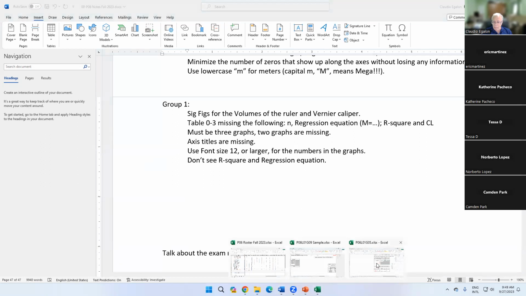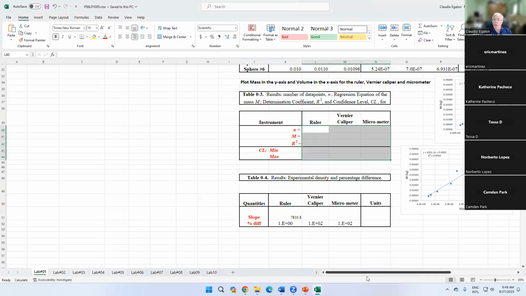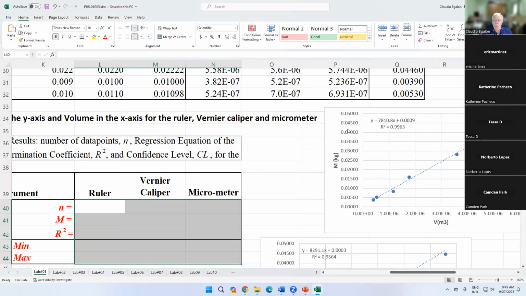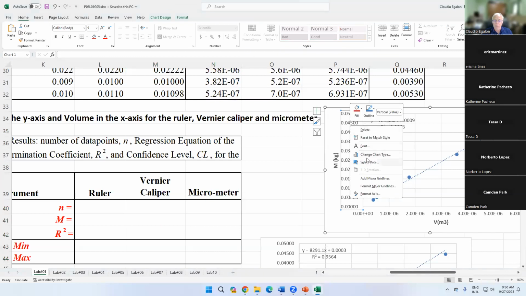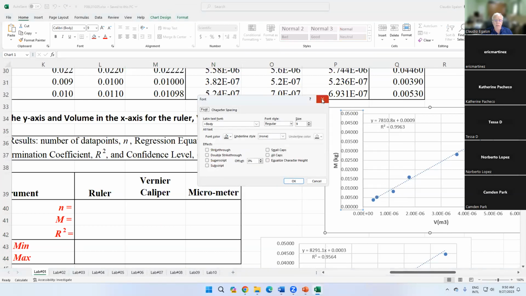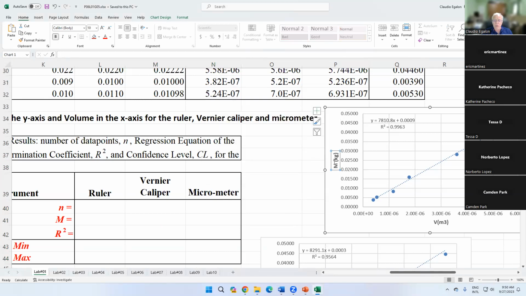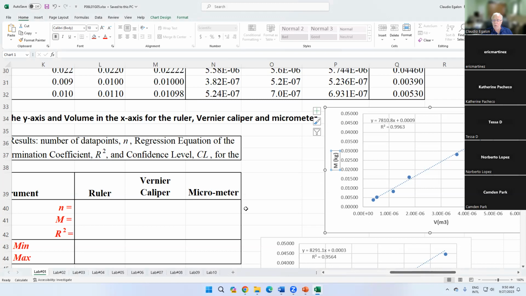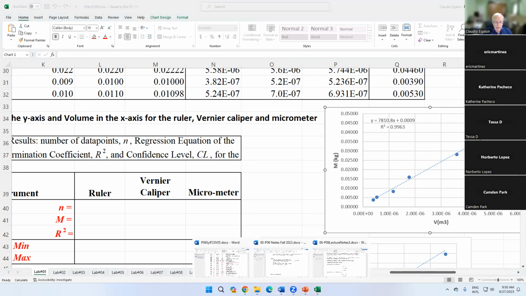Okay, let's see the graphs now. We have the graphs, but it seems to me that the font size is too small. Yeah, the font size is too small, right? This one too here. The font size for the numbers is too small, and the font size for the mass is too small as well. And in the graph, since it's a graph, it's better if you use the superscript for cubic meter, right?